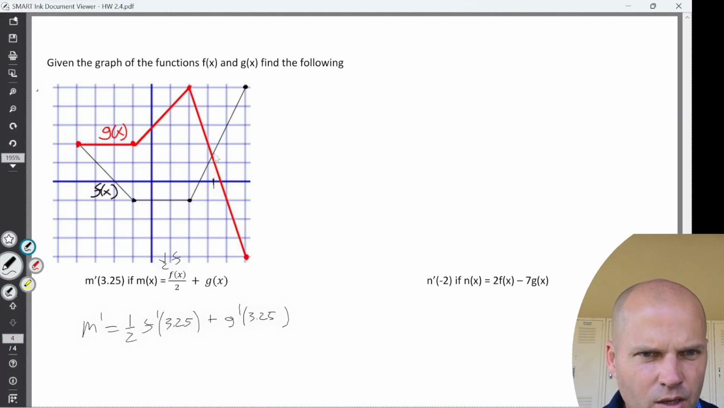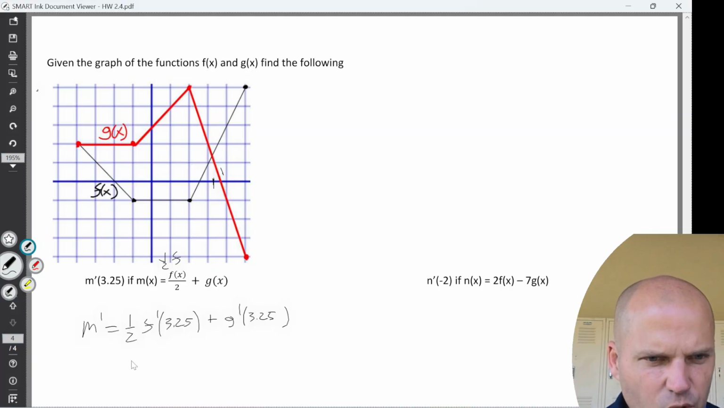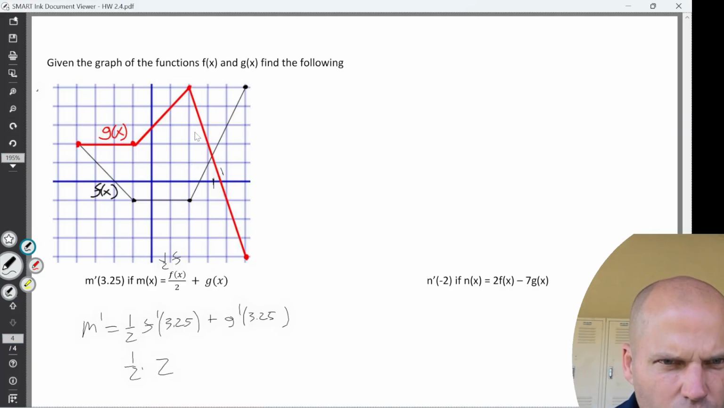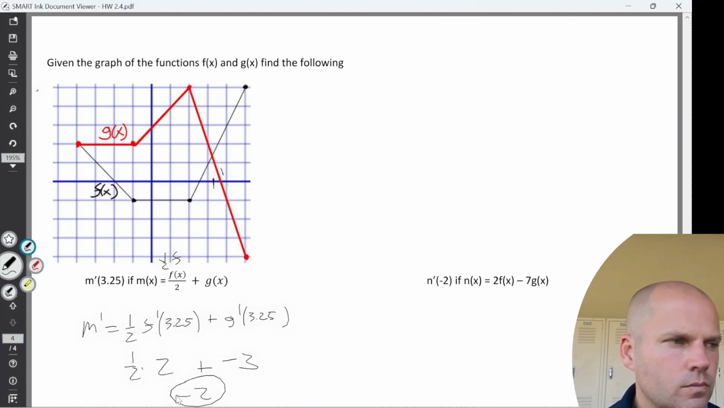Okay, well, what am I going to do? Well, I can find the slope of f and the slope of g. The slope of f is just the slope of that line segment. Rise over run, up 2 over 1. So the slope of f is 2. The slope of g, down 3 over 1. The slope of g is down 3. And we get -2.